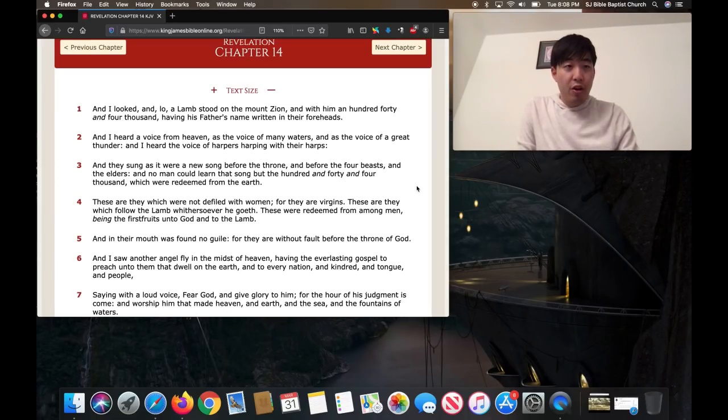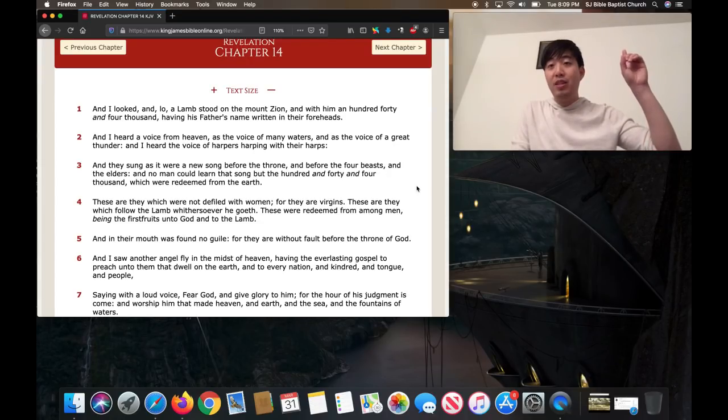The Bible says over here, and I looked, so John is looking, and lo, okay, so lo and behold, that's the idea of the word lo, and lo, a lamb stood on the Mount Zion. Okay, so notice capitalized, a Lamb, so that's Jesus Christ. Remember John chapter 1, Jesus is called what? The Lamb which taketh away the sins of the world. Revelation chapter 5 and chapter 6, we saw the Lamb, Jesus Christ, introducing himself. So we know this is Jesus Christ. He stood on the Mount Zion.